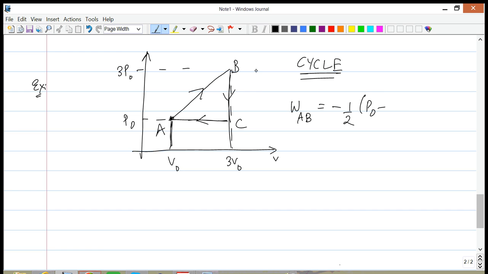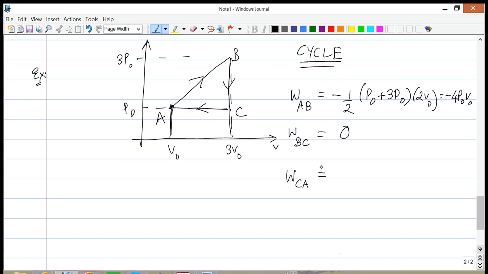Half times P0 plus 3P0 times 2V0 ends up being equal to negative 4P0V0. Okay, great. Now let's find the work done for the second process, which is BC. BC is a process at a constant volume, and when the volume is constant, the work done is equal to 0. So that's easy. Let's do the same thing for the third process, CA.